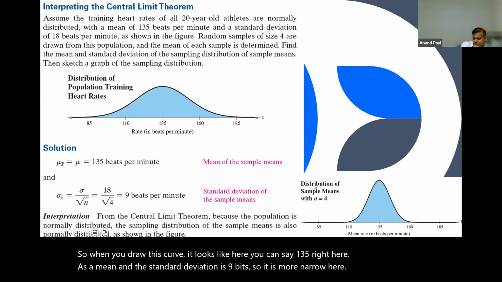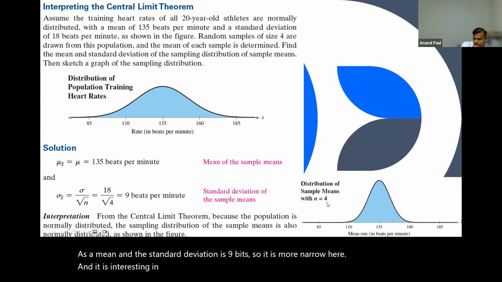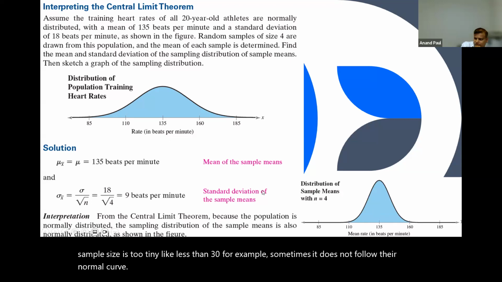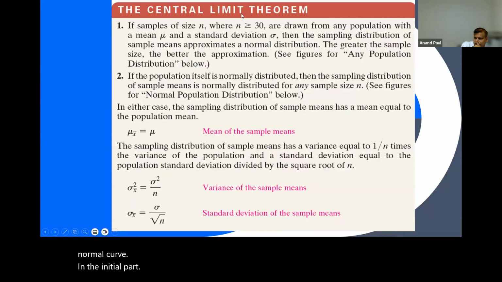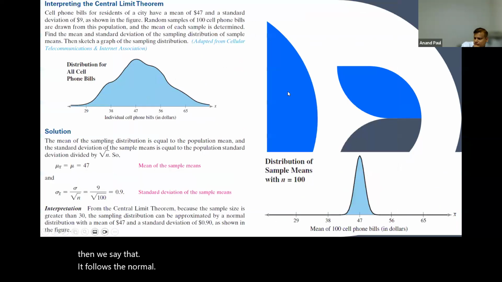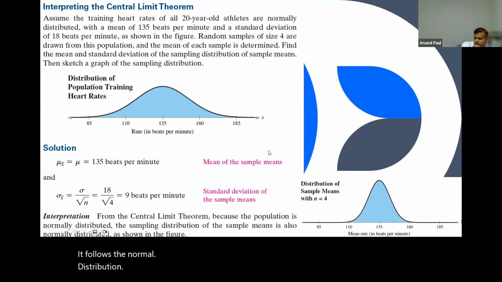And it is interesting in this problem that the sample size is actually tiny. When the sample size is too tiny, like less than 30, for example, sometimes it doesn't follow the normal curve. That's why in the initial part, when we talked about the central limit theorem, we said that if the sample size n is greater than 30, then it follows the normal distribution. But this is one of the rare examples. It still follows a normal distribution. It doesn't happen like this every time.